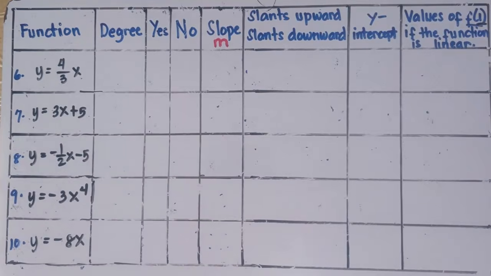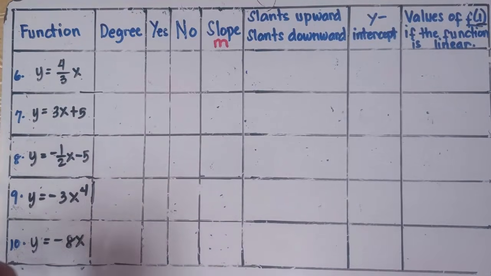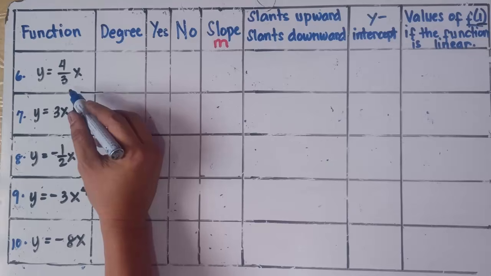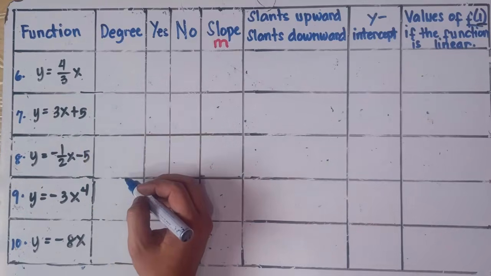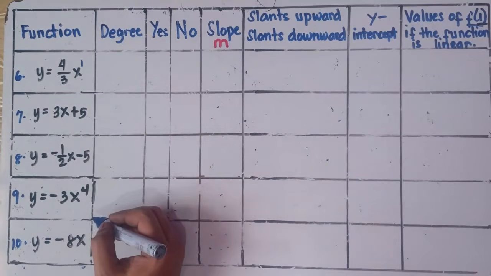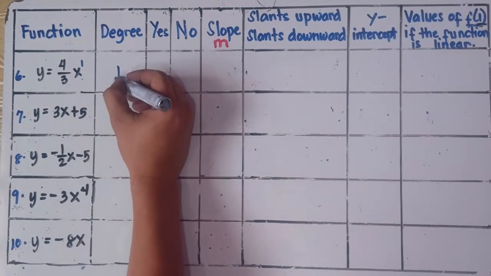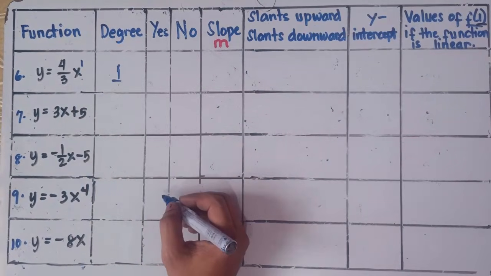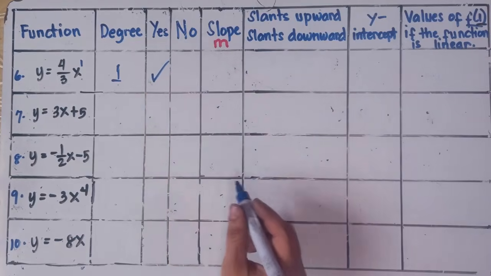Alright, so let's proceed now to example number 6. We are given y equals 4 over 3x. So the degree is 1 for x. The highest exponent is 1, so the degree is 1. Is this a linear function? Yup, this is a linear function.